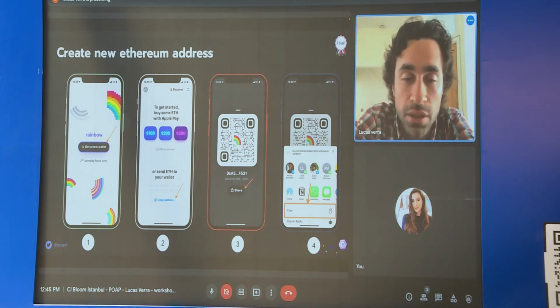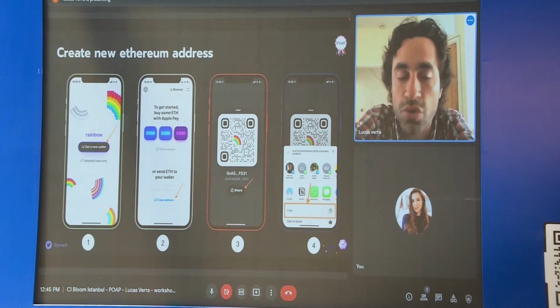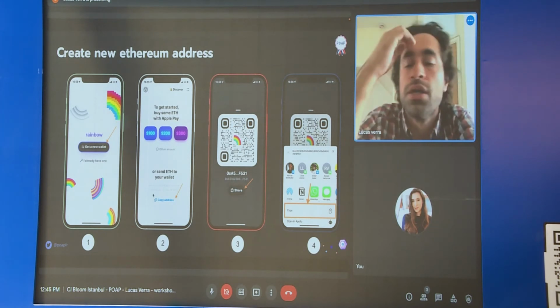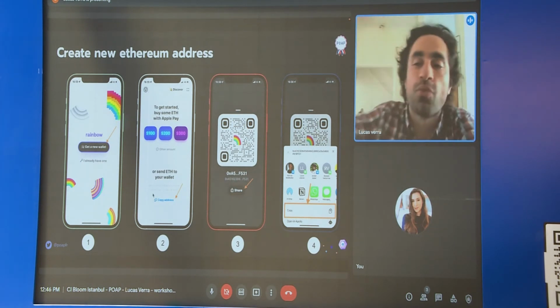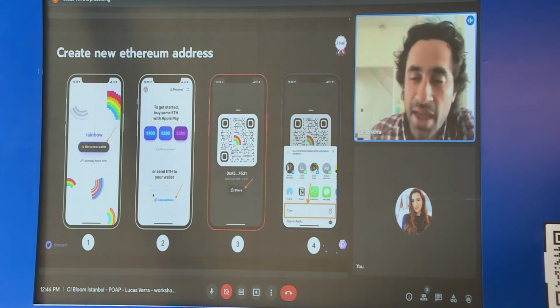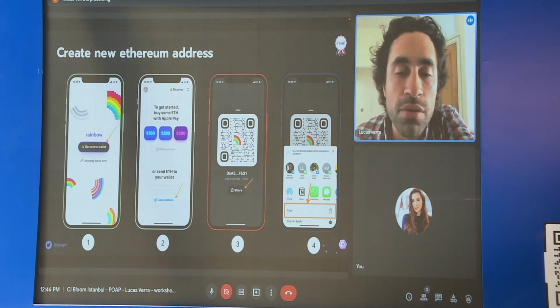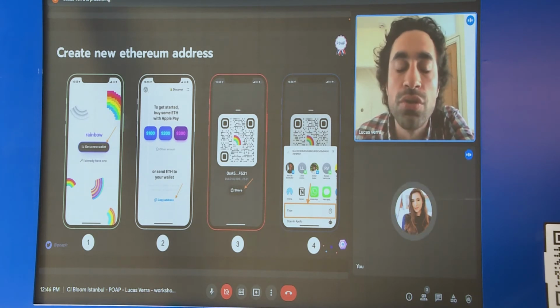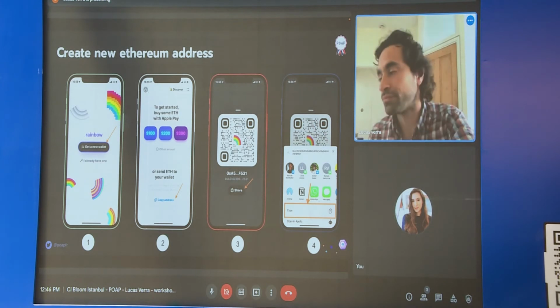But still, we need people to create a new Ethereum address, and that's why they need to download Rainbow. So maybe people can wave their hands when they have downloaded Rainbow and clicked on copy address, which the new Rainbow wallet gives them.